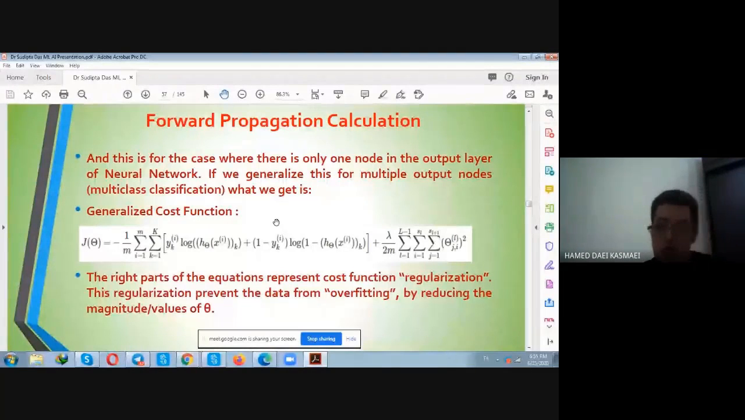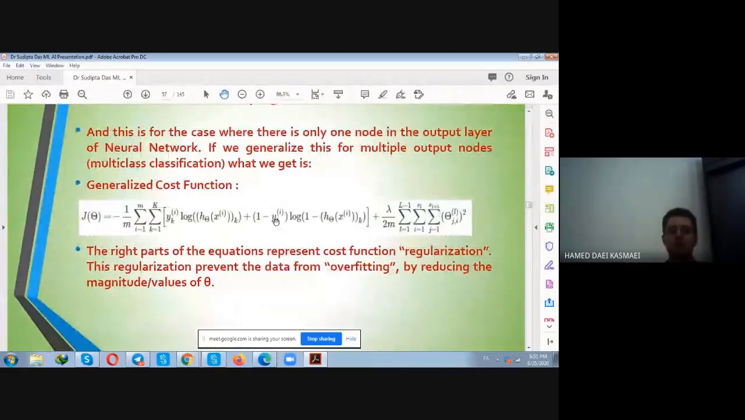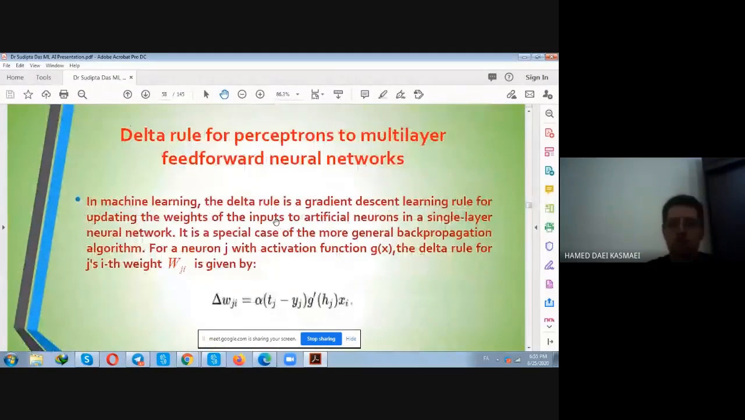The choice of the input data depends on what you consider, because data can be clustering data, video, sound, text, string, everything. So you need to consider which kind of data you use and what is expected to result in your output. So we have this, and the delta rule for perceptrons to multi-layer feed-forward neural networks.